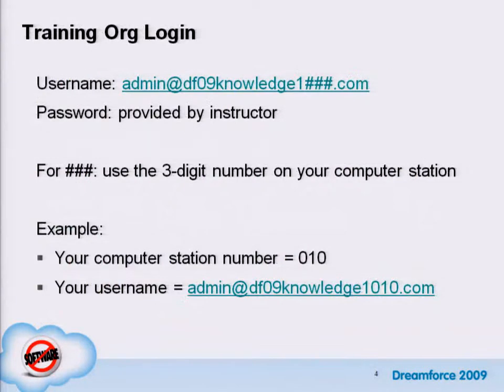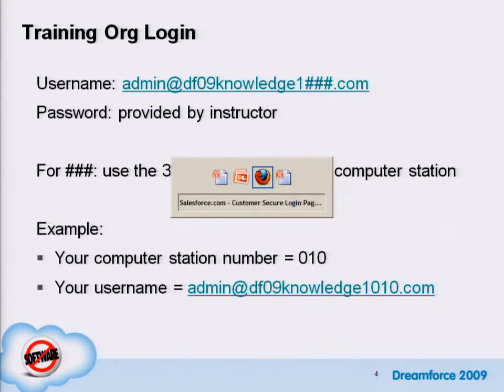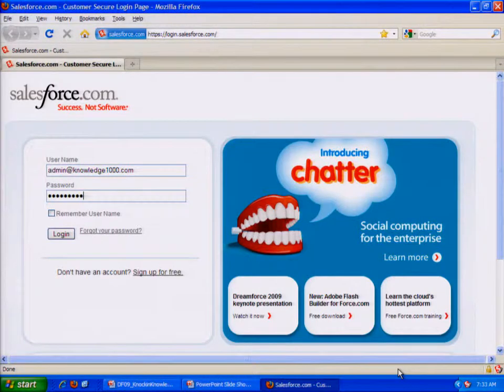So we have provided training orgs for all of you this morning, so we can get you all logged in first thing, so we can use these during our hands-on exercise. The username is admin at DF09, knowledge 1, followed by a 3-digit number, and you will find that 3-digit number on your computer station. Let me run through that one more time. The username is admin at knowledge 1, followed by the 3-digit number on your computer. The password is password 1, password all lowercase, and the number 1.